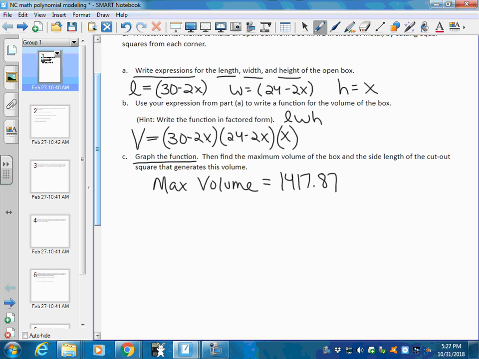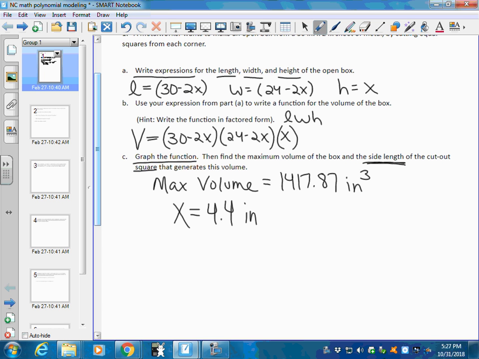Now, they want to know the max volume, and they wanted to know the side length of the cutout, square. So that's your square, so that's the x. So it was 4.4 inches. This was inches cubed.